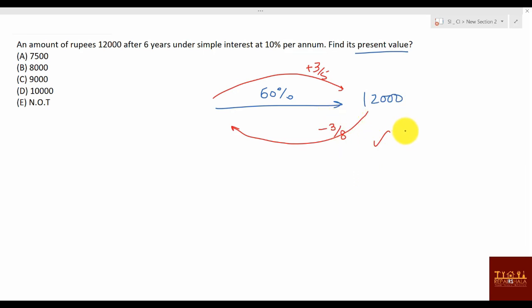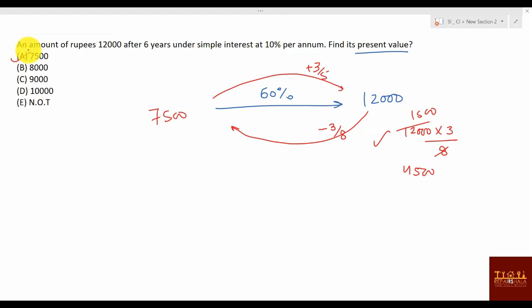So what is this value? Minus 3 by 8. So you can say 12,000 into 3 by 8. How you can find? Anyway, it is divisible by 8. It is divisible, yes. 8 ones are 8, 8 fives are 40, so 4,500. That you have to subtract. So you can say this is 7,500. So this will be 7,500.